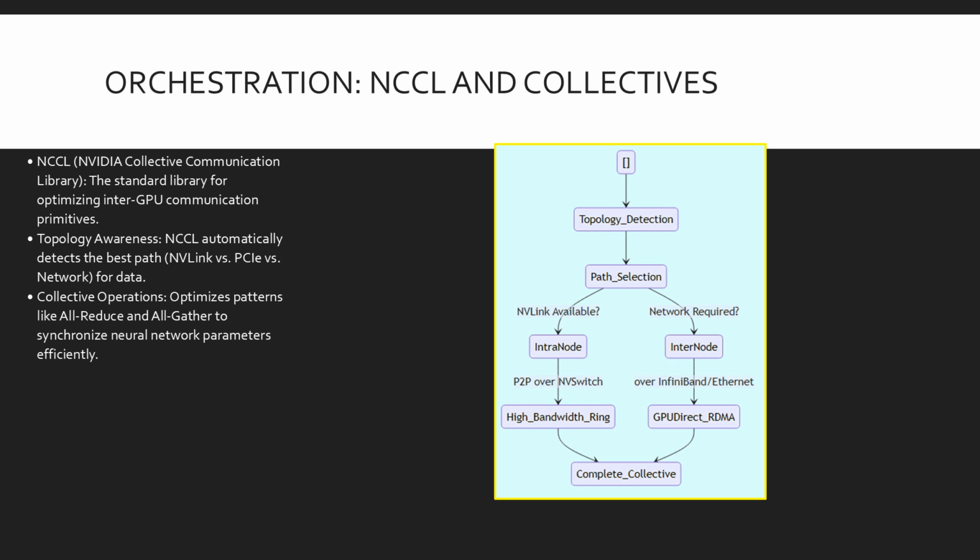This diagram shows how NCCL operates. It starts with topology detection. Based on the hardware found, it moves to path selection. If it detects GPUs on the same node, it selects the intra-node path using NV switch. If the GPUs are remote, it selects the inter-node path using GPU Direct RDMA. Both paths converge to complete the collective operation efficiently.